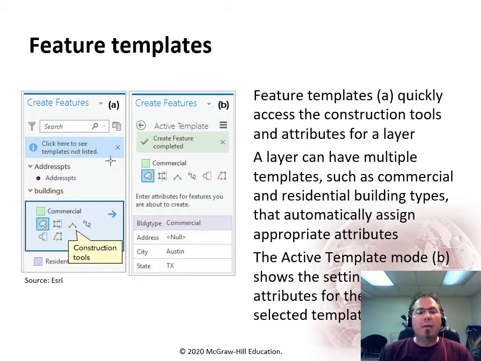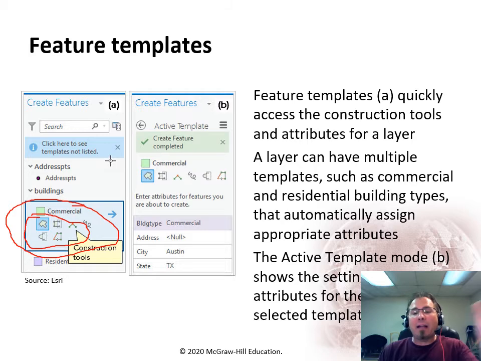So the feature template is a quick access to all of the tools available for that layer. So again, for this particular example here, this is a polygon, so these are the tools that are going to be available. If we were constructing points, you'd only have a couple of tools available for points. Okay. So you can also have multiple templates such as commercial and residential.